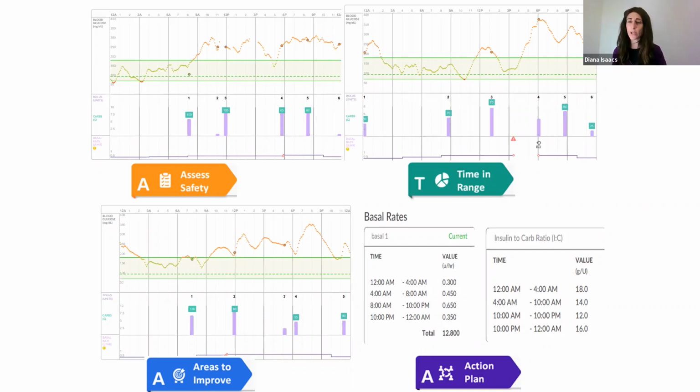And so that's where the action plan comes in, right? We've got the basal rates here, the insulin to carbohydrate ratios here, and we worked together on strategies to really optimize those. A couple of the basal rates during the day, we actually went up on and increased those. And we tweaked the carb ratios a little bit. And then we followed up again in a couple weeks.